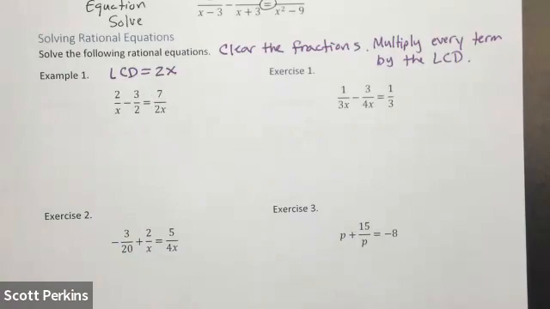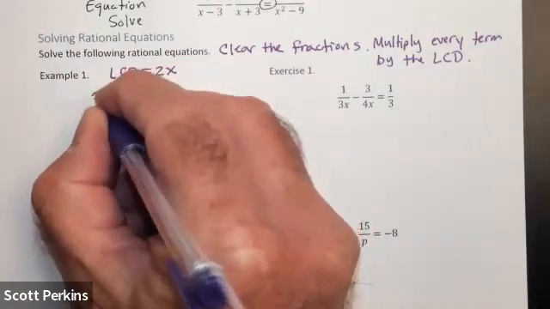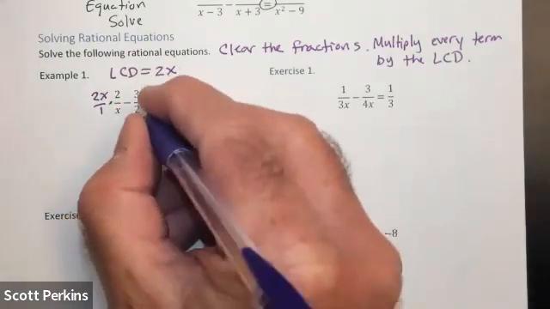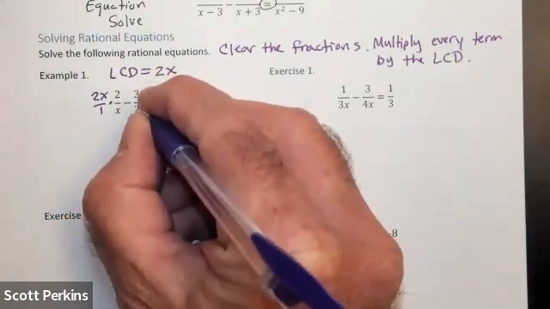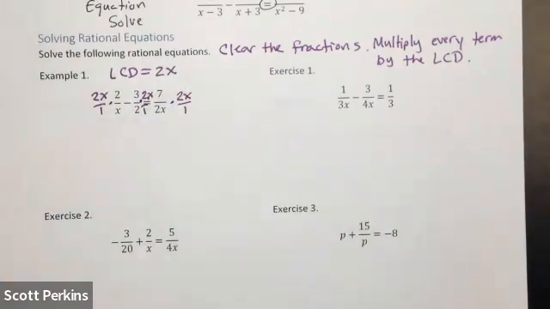I'm going to multiply each of these fractions by 2x. So the first one here, 2 over x, I like to write the 2x over 1 so that I remember I'm multiplying numerators by 2x. I've got to squeeze this in right here, the 3 over 2, I'm going to multiply by 2x over 1, and then the 7 over 2x, I'm going to multiply by 2x over 1. Each of those 3 terms gets multiplied by 2x.